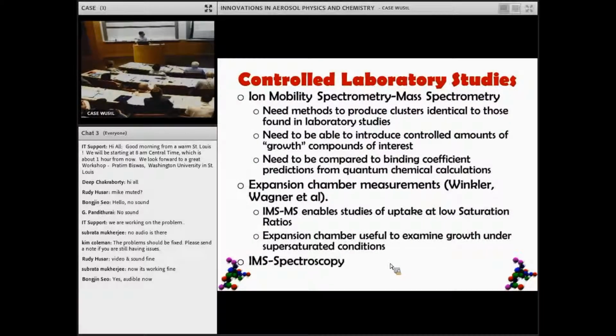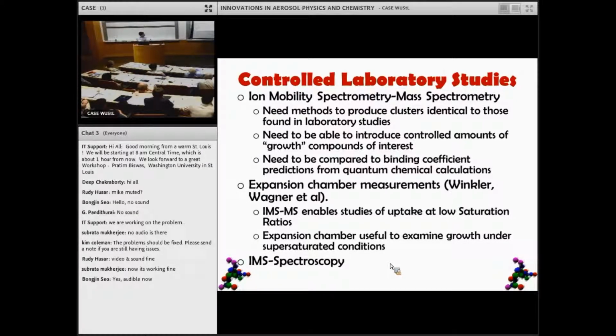What we're doing is a form of ion mobility spectrometry, mass spectrometry. Why did I work with iodide clusters first? It's because we need methods to produce clusters identical to those found in these laboratory studies. The iodide clusters aren't special for any reason other than that they are really easy to produce repeatably. So if I'm doing base calibration experiments to say I can look at water uptake on the molecular scale, why not work with these? Along with that, we need to be able to produce controlled amounts of growth of compounds of interest. Sometimes figuring out what those compounds of interest are is hard enough as it is, but the next step is then can we actually generate that in controlled quantities to look at how it binds.